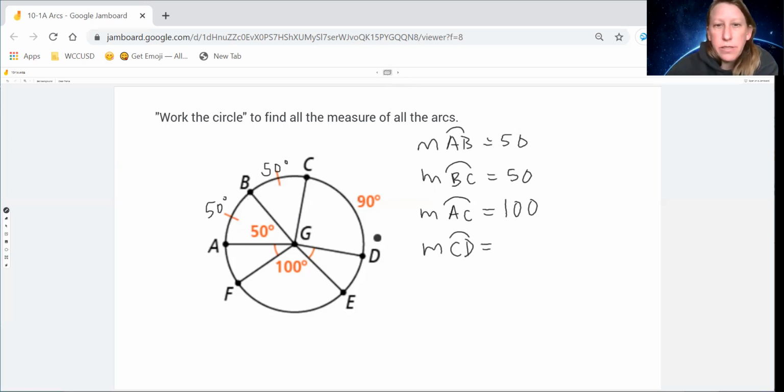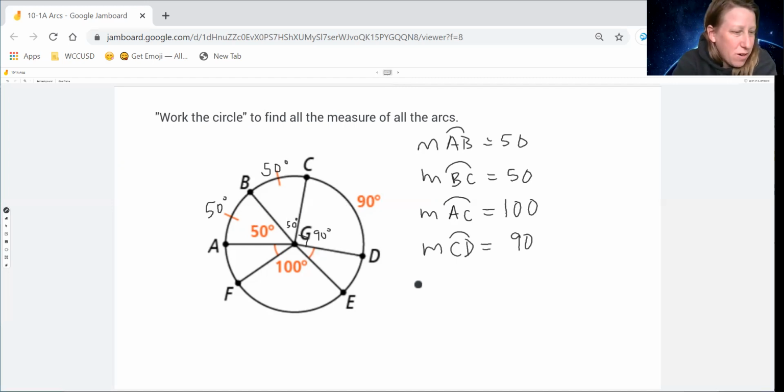Well, here's C, here's D. And what angle measure is next to it? 90, it already gave it to us. But that means we also know this central angle in here is 90 degrees. So I could also write the 90 degrees in here. And going back, I could also write the 50 degrees in here, and totally work this circle. All right, let's do another one.